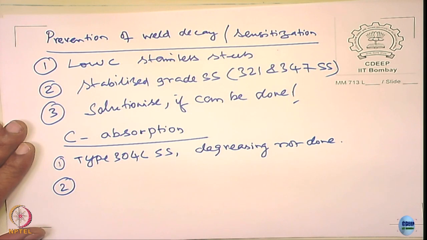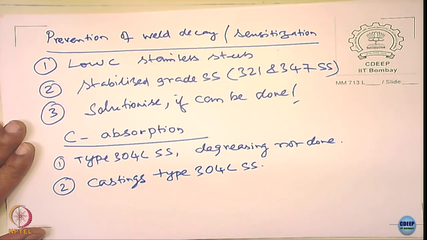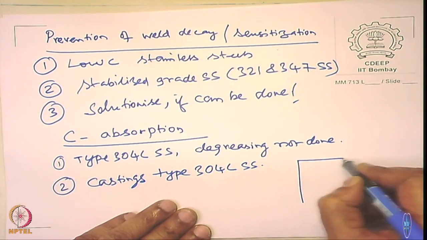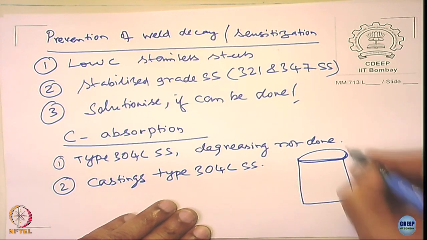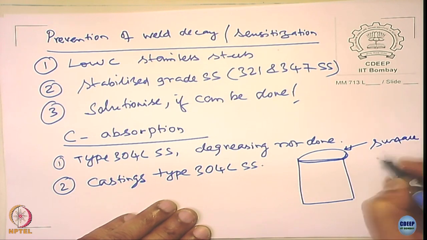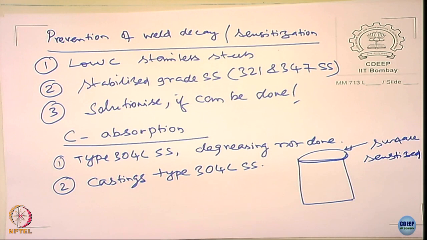Two, it also happens in the castings. Suppose I go for a type 304L stainless steel casting, and I got a casting. Very interestingly, the surface is sensitized. The center looks fine, and as you start moving inside, the extent of sensitization decreases. Please note it is casting. How many of you are familiar with the foundry technology here? In a foundry, you prepare a mold, right? In the mold, you pour the 304L stainless steel, the carbon content is 0.03 or lower, okay. The surface is getting sensitized like this. What do you think happens?